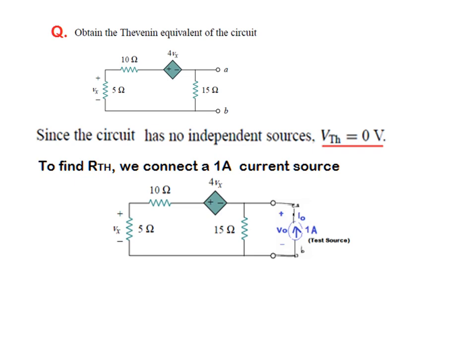And to find R Thevenin, as we discussed earlier, we could either connect a voltage source of 1 volt or connect a current source of 1 ampere. So in this case, just to give you an idea, I am connecting a 1 ampere current source. And the aim now is to find the V naught voltage. Since V naught is the node voltage, by either the nodal method or any other method we can find the voltage V naught.